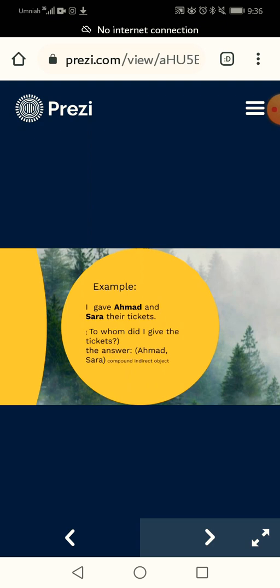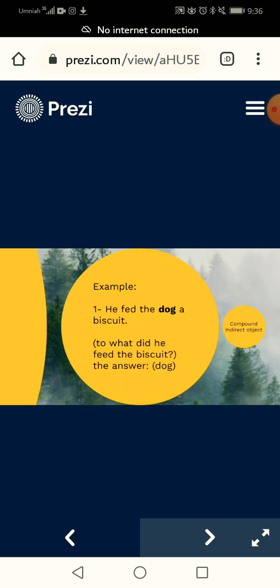Another example, I gave Ahmed and Sarah their tickets. Now, if we ask this question, to whom did I give the tickets? The answer will be Ahmed and Sarah. Now, both Ahmed and Sarah are a compound indirect object. They come between gave, the action verb, and tickets, the direct object.